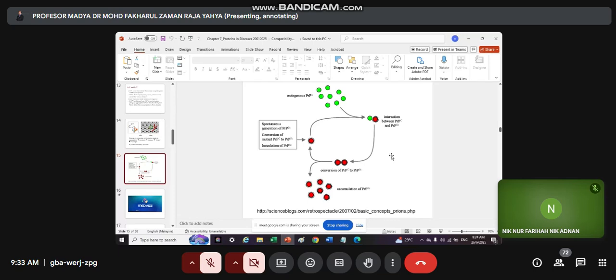Finally, all or 90% of the prion proteins are converted to PrPSc. So the higher level of PrPSc can lead to plaque formation, hole formation, brain death, and others.